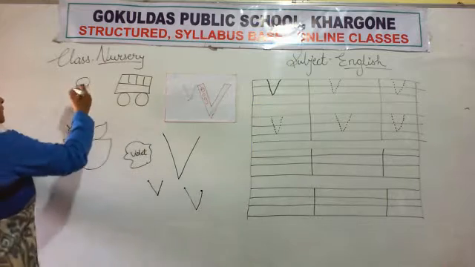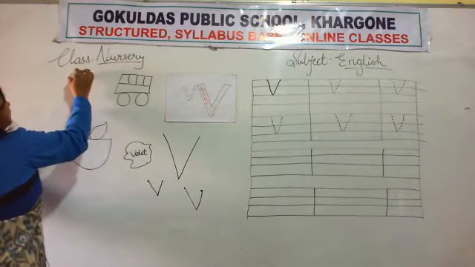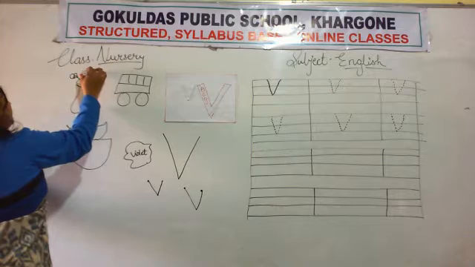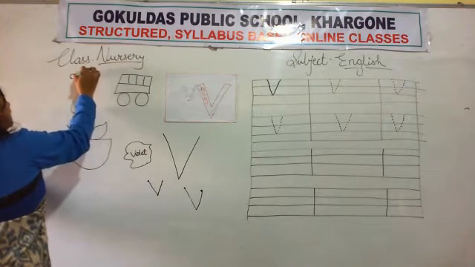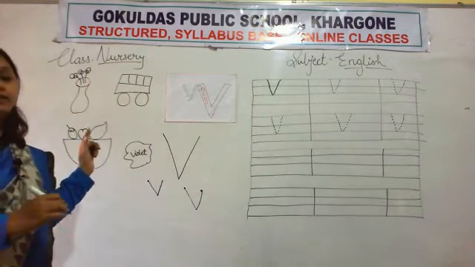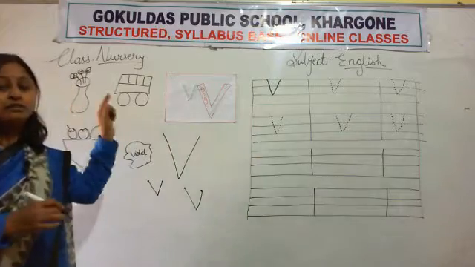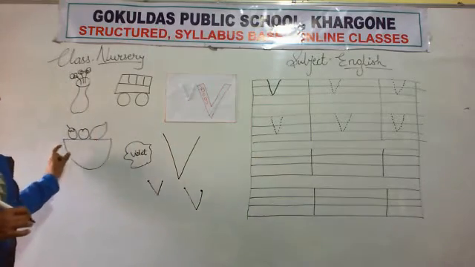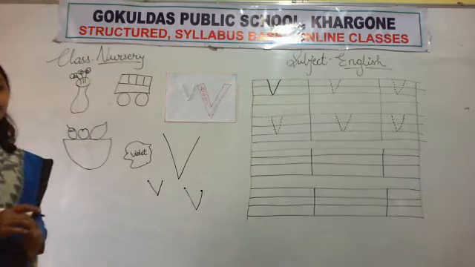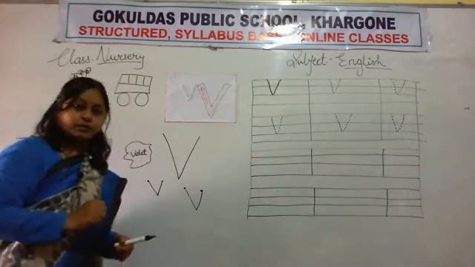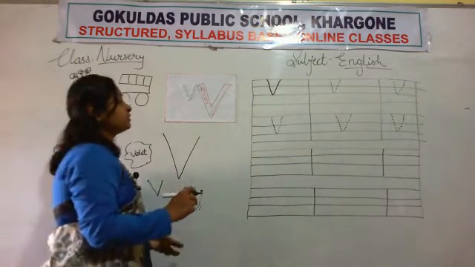V for vase. What we do? We keep flowers in the vase. Okay. Then V for van. V for vegetables. V for violet color. V for victory. Okay. Then next.